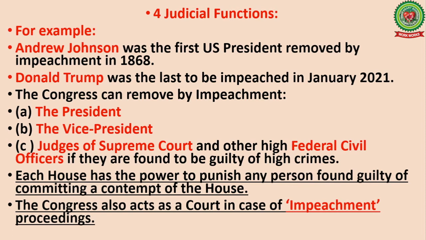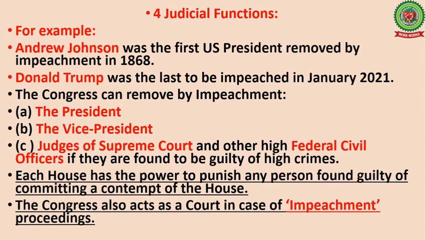To make it more valuable. Okay. The Congress can remove by impeachment the President, the Vice President, judges of Supreme Court, and other high federal civil officers if they are found to be guilty of high crimes. The same condition is in India.